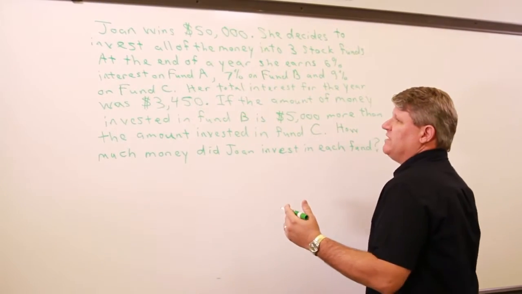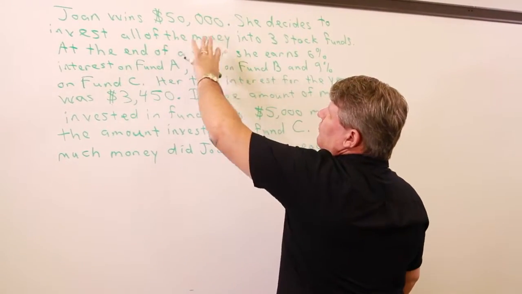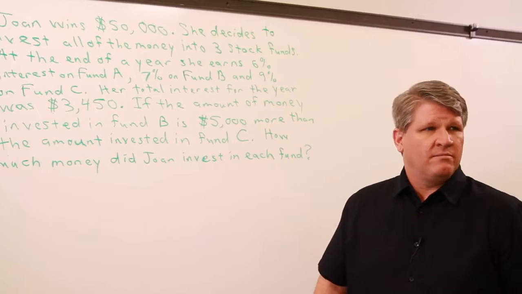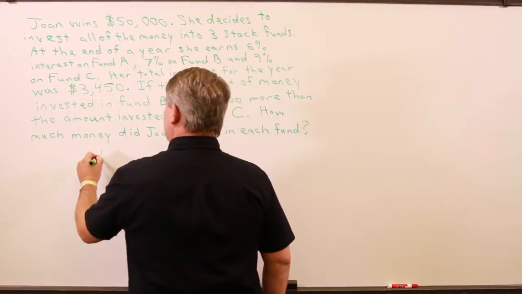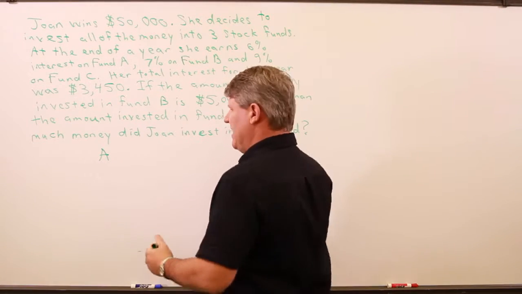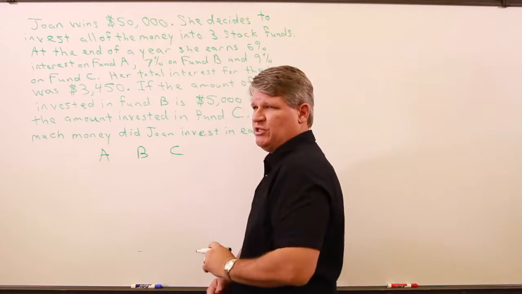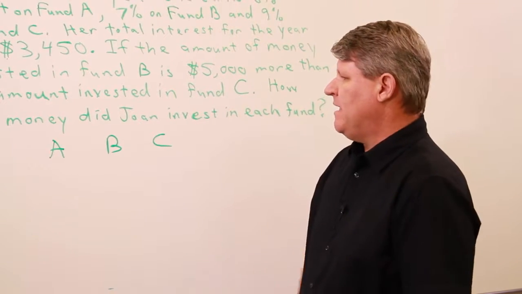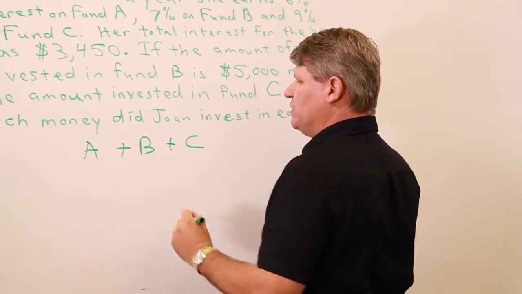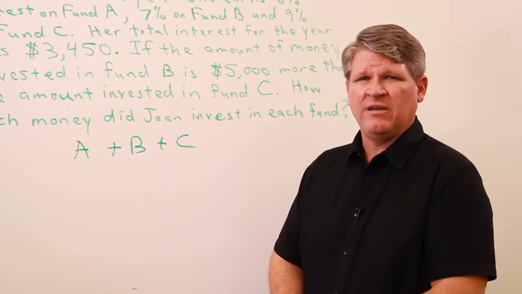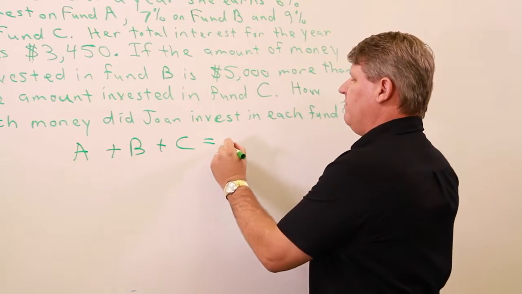So, what we need to do is set up 3 equations in 3 variables. First of all, the first equation is just total money. Don't even think about interest. We're going to let A be the amount of money that she puts into stock fund A, B is the amount of money she puts in B, and C is the amount of money she will put into stock fund C. And we know that the total of this amount of money, meaning if we add these values together, has to add up to the total of $50,000.